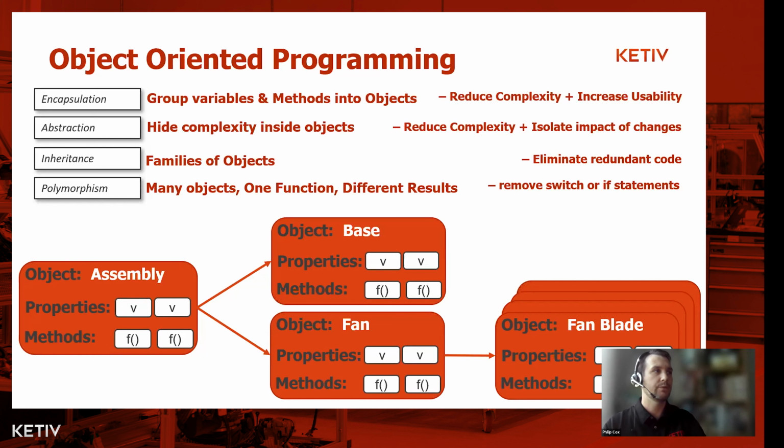Then finally, polymorphism: many objects, one function, different results. So this is a great way to remove switch or if statements. If you're finding huge long if statements saying if it's this type or this type or this type, you can use polymorphism to allow many objects to go through the same code and it knows what type it is. So we're not going to focus on those other three. We're going to focus on inheritance today.